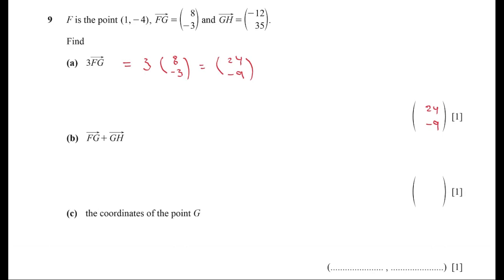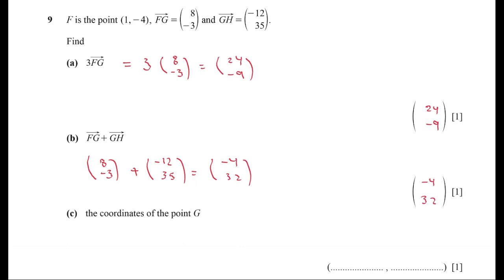Fg plus gh. Fg equals 8 and negative 3, plus gh, negative 12 and 35. By adding, 8 plus negative 12 is equal to negative 4. Negative 3 plus 35 equals 32. So the final answer is negative 4 and 32.